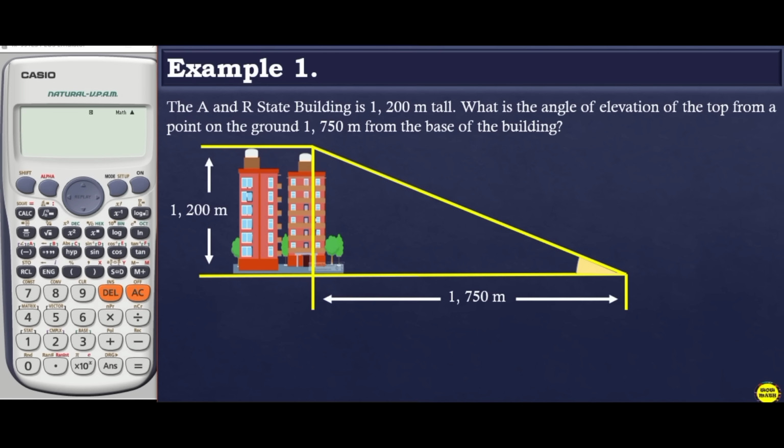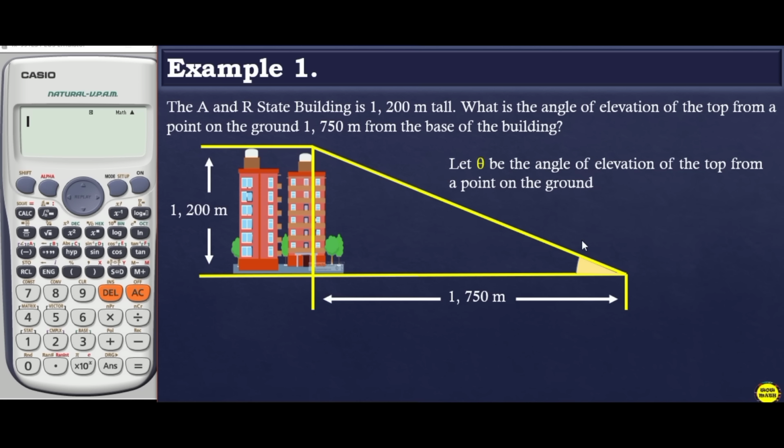Let's start. The A&R State Building is 1,200 meters tall. What is the angle of elevation of the top from a point on the ground, which is 1,750 meters from the base of the building? So, ito po yung ating illustration. As you can see, ito yung ating building. Okay? So, ito po ay 1,200 meters. Now, ang hinahanap sa atin, ang tinatanong ng problem is the angle of elevation. So, ito po yung hahanapin natin. Anong sukat nitong angle na to? Let this angle be theta.